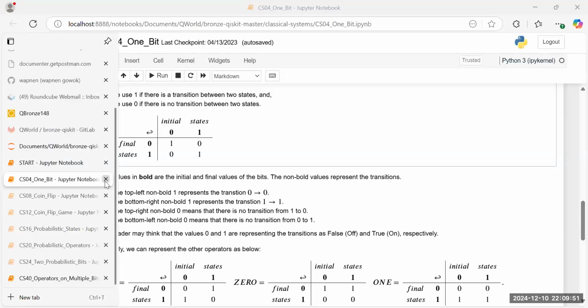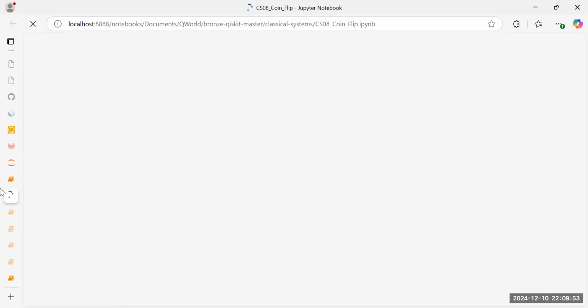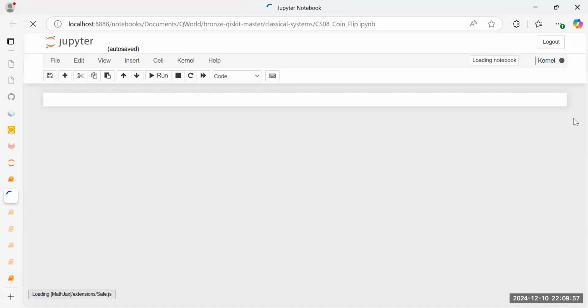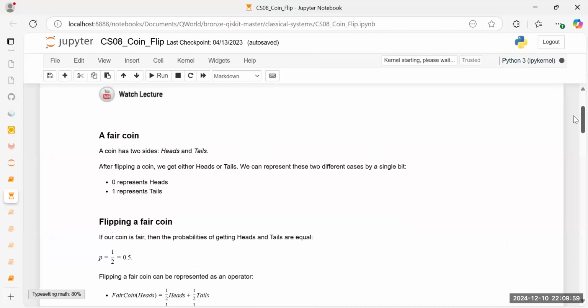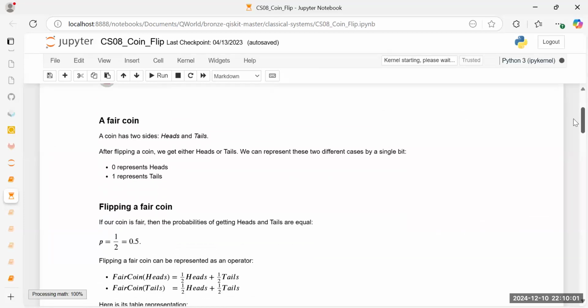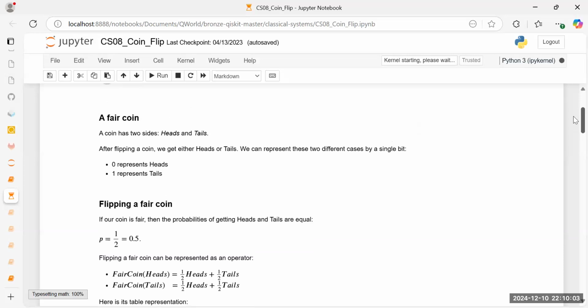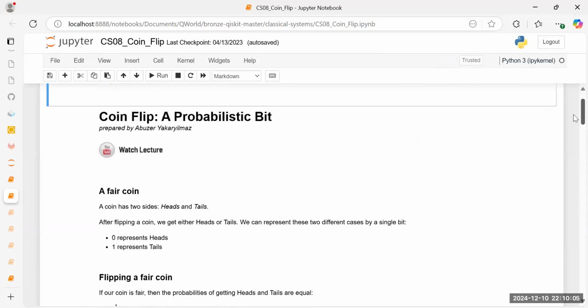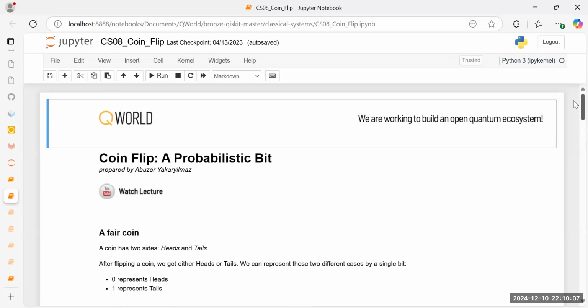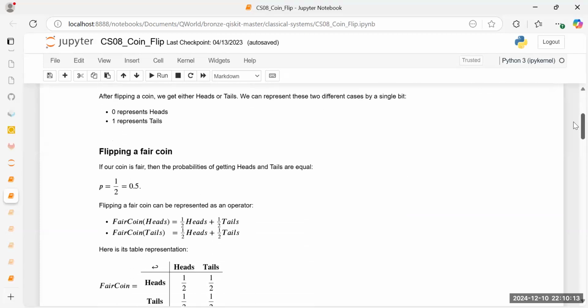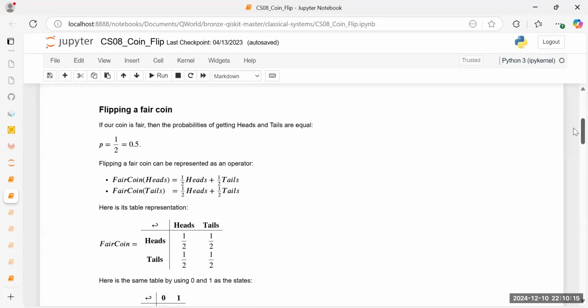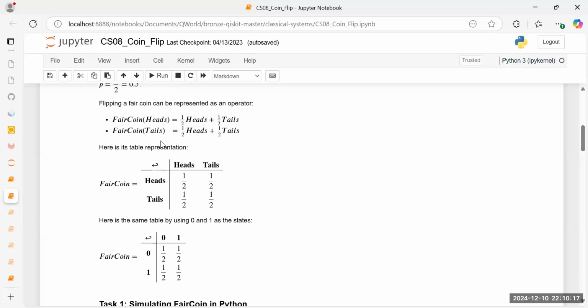From there, we moved on. Okay, so the 4 operators we just looked at are deterministic operators. So given a specific input and the operator, we know the output. But now we're looking at probabilistic operators, whereby given the inputs and the operator, the output is not certain.